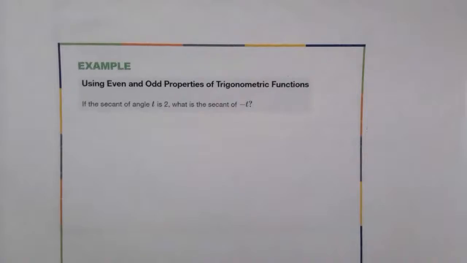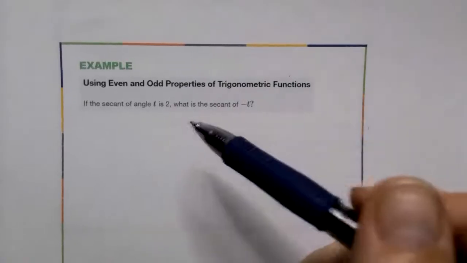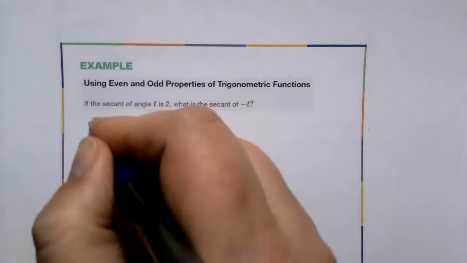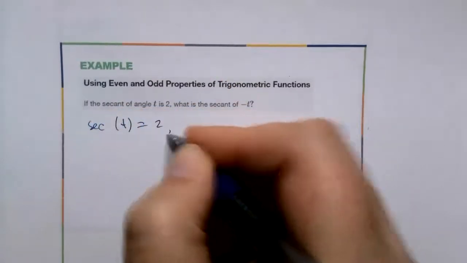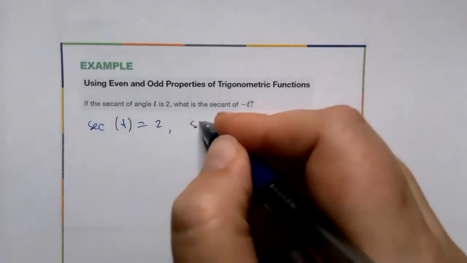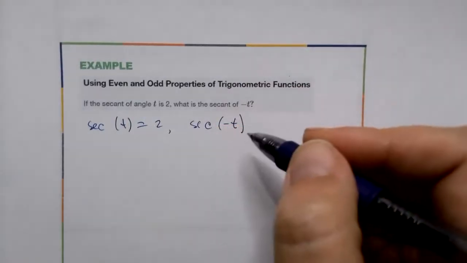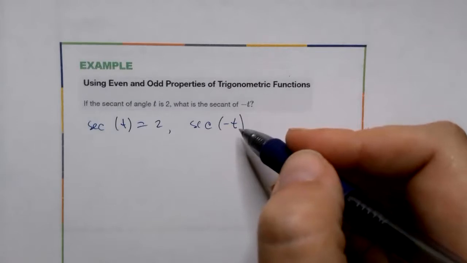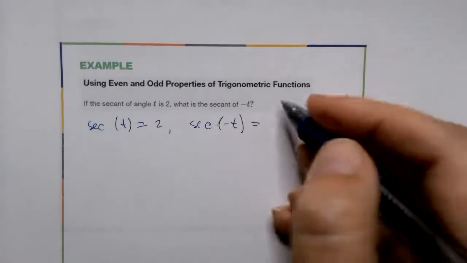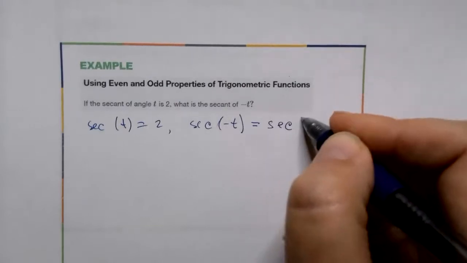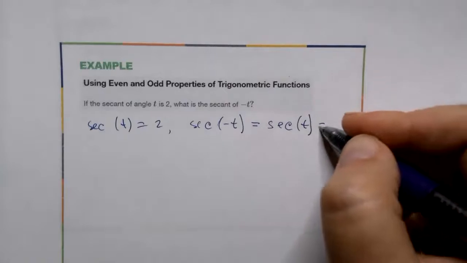And let's see how this knowledge would help us here. In this example, we know that the secant of t equals 2, and they want us to find the secant of negative t. And we know that the secant is an even function, and that means that the output would be the same as if the t was positive, so it's also going to be equal to 2.